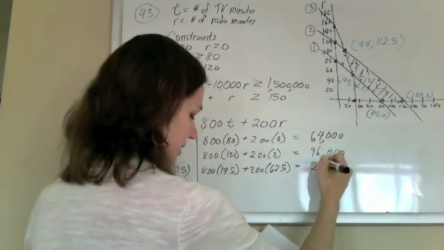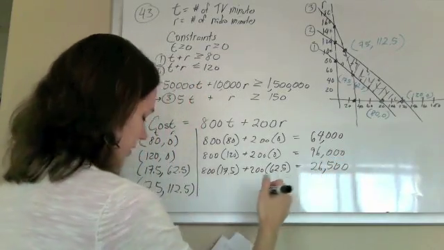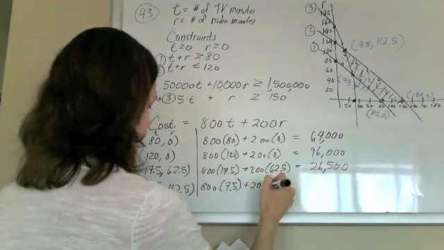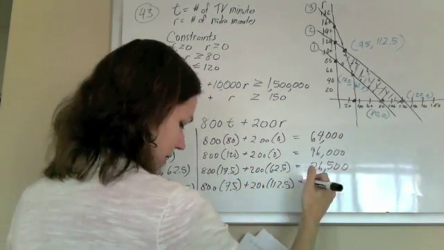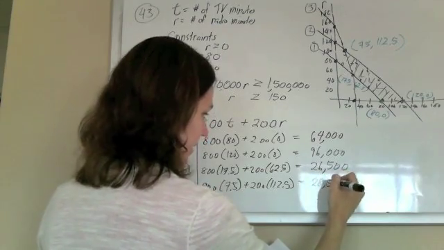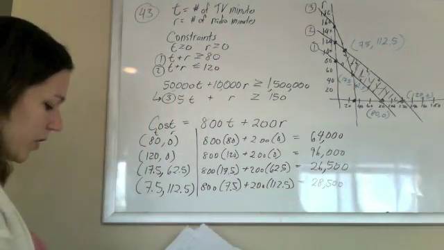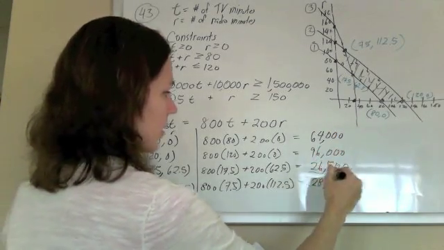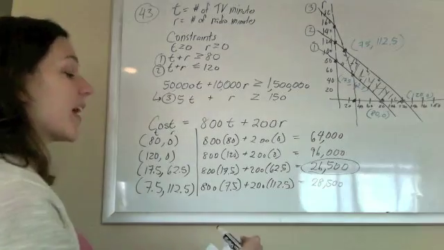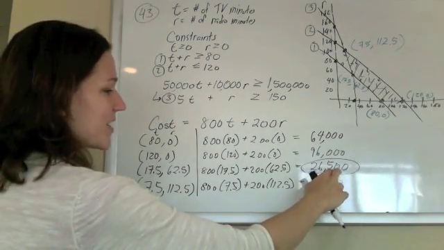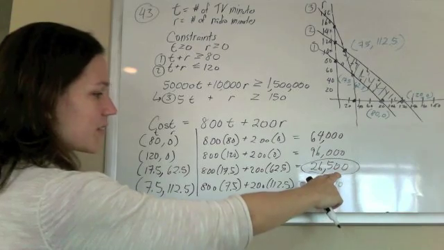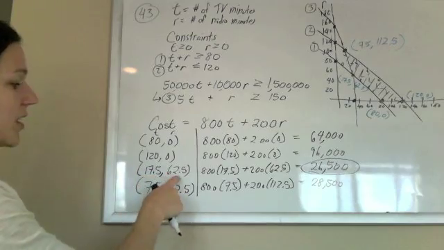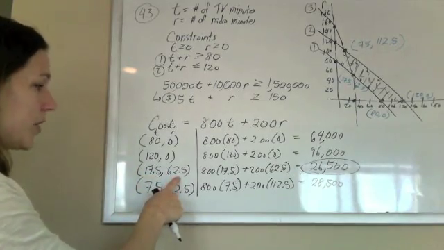That gives you 26,500. And 800 times 7.5 plus 200 times 112.5 gives you $28,500. So we're looking for the minimum cost. The smallest one here is that one. So our final answer, almost there, is that we get a minimum cost of $26,500 when we have 17.5 minutes of TV and 62.5 minutes of radio.